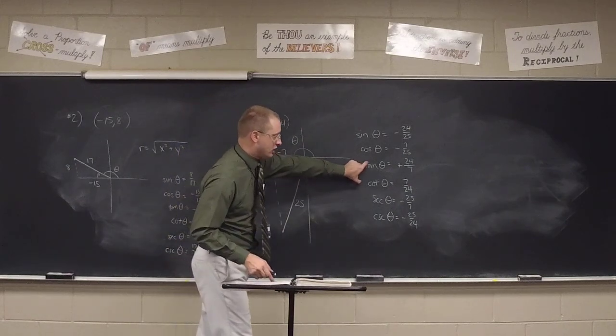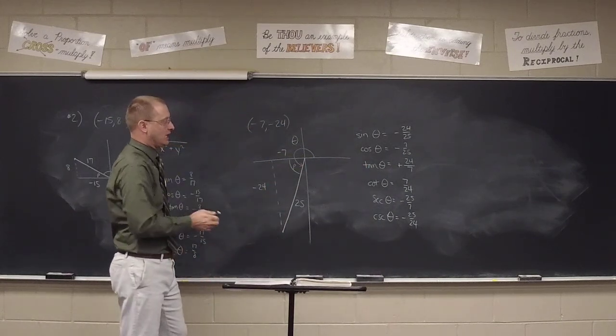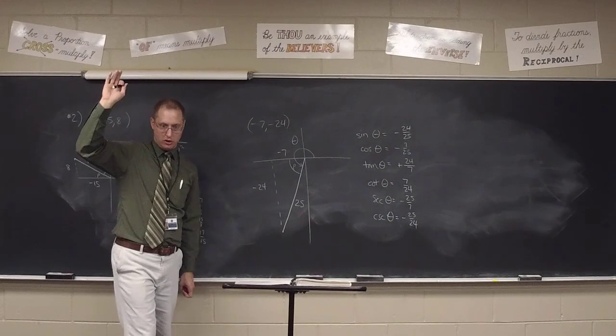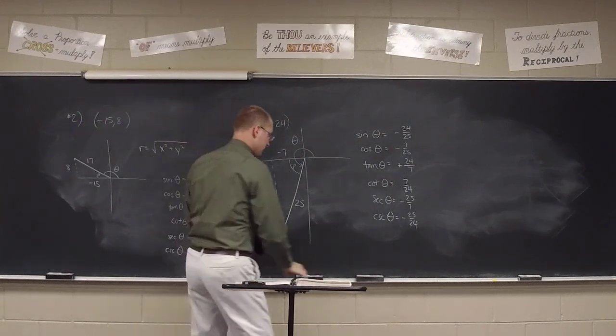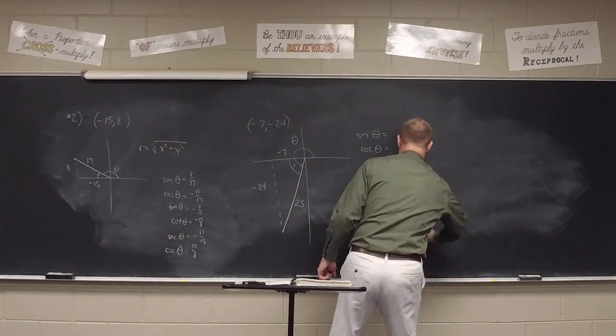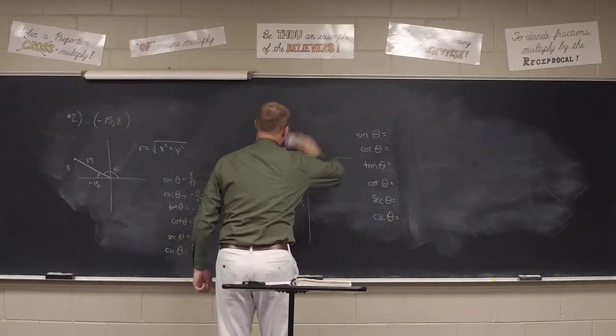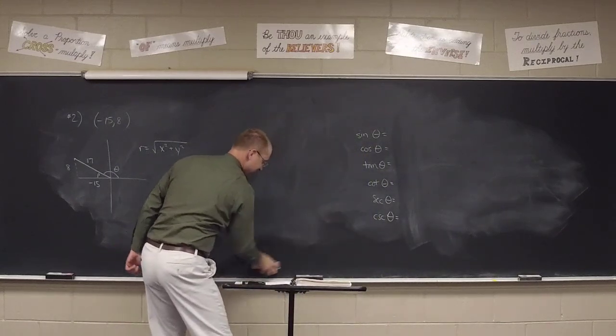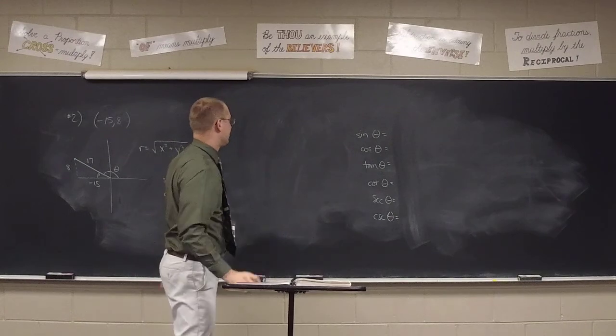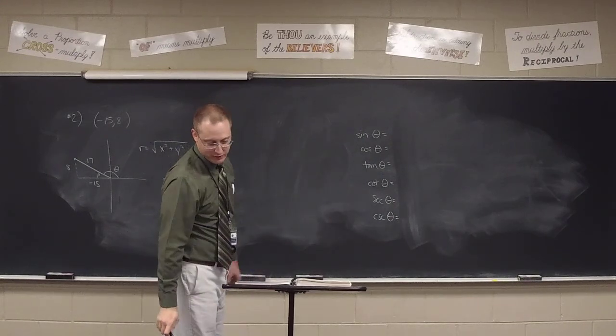And notice ASTC, we would expect tangent and cotangent to be the positives here, everything else negative. How many of these answers on number four? Let's go to number six.